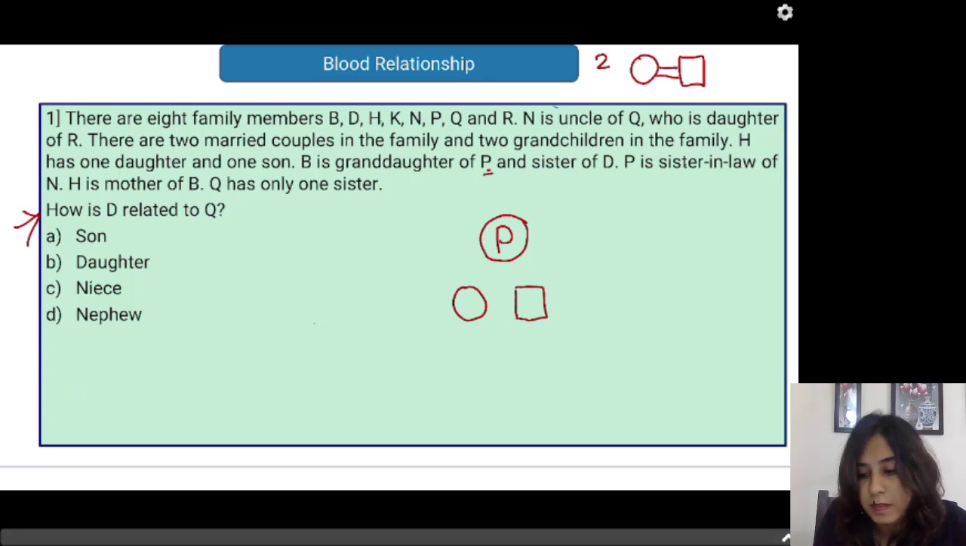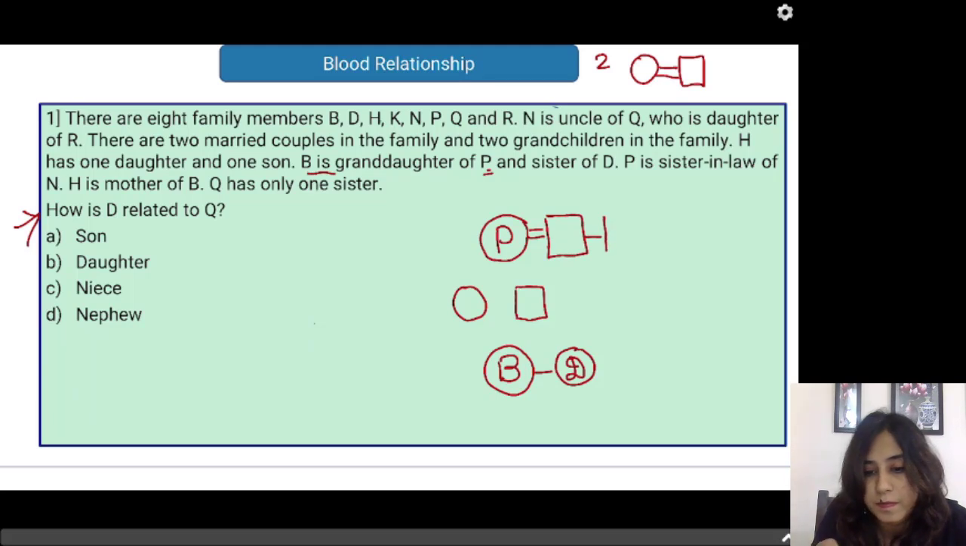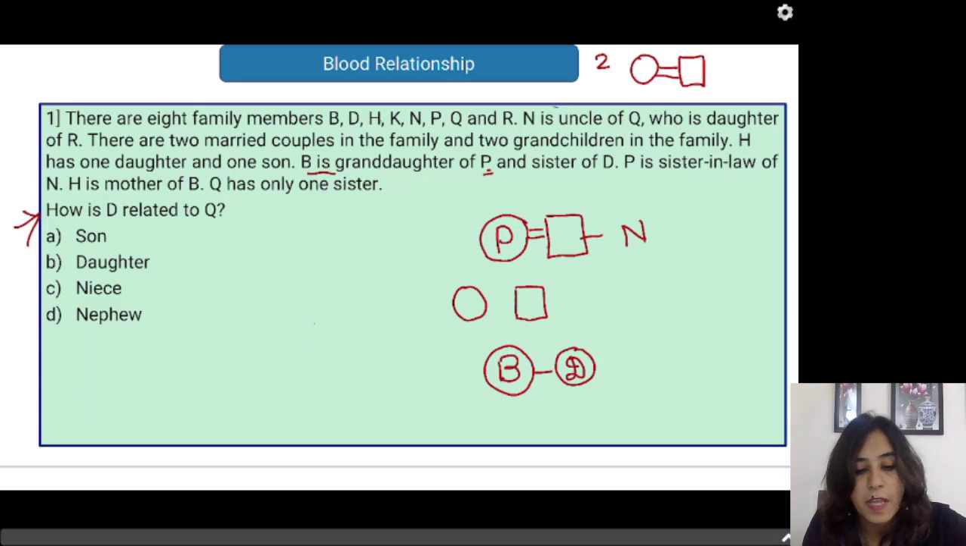And here we have B, who is the granddaughter of P. Now B has a sister D. So B is having a sister D. Also, we are given that P is sister-in-law of N, which means B has a husband who is the brother of N. So we have N here.